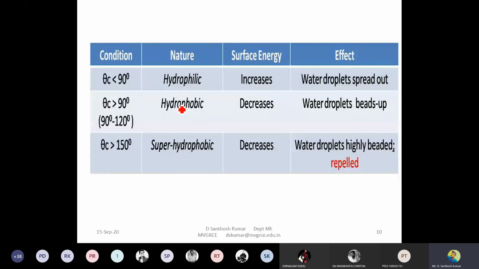Like that, if theta is greater than 150 degrees, that is super hydrophobic. Sometimes it will simply repel from the surface. So these are the conditions of these contact angles. It is very important. This is the basic principle behind this entire liquid penetration test.